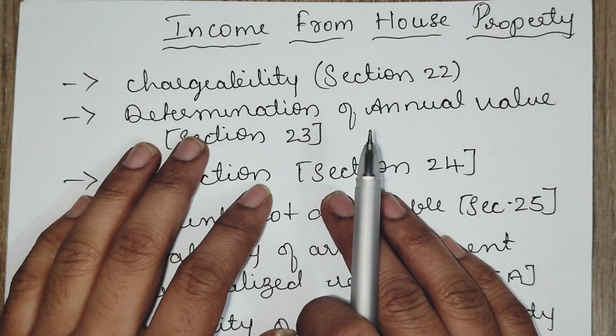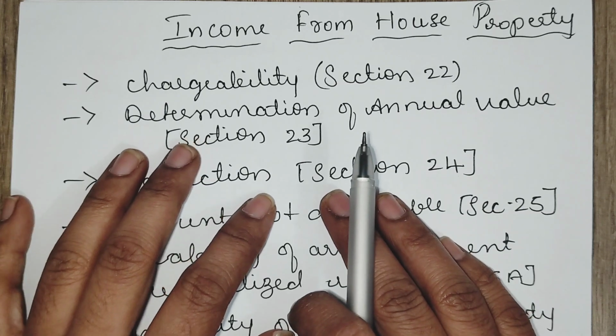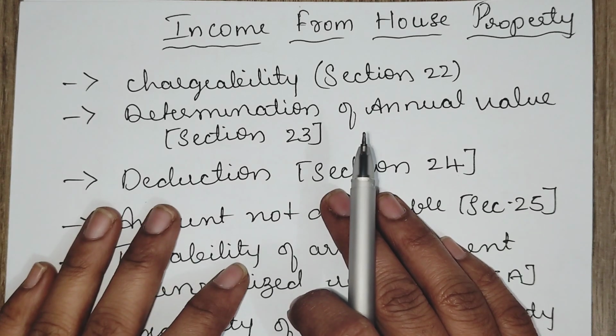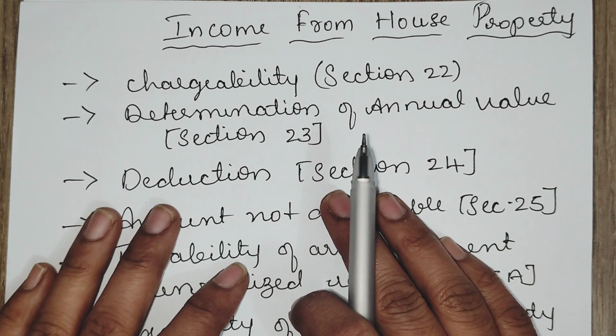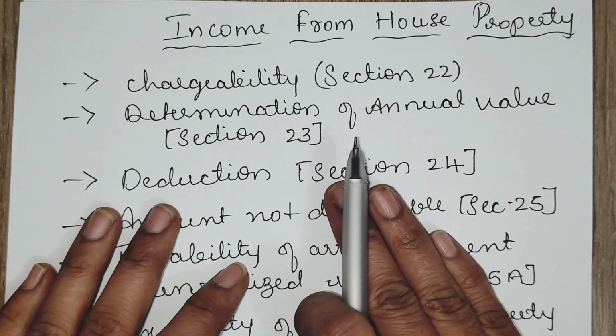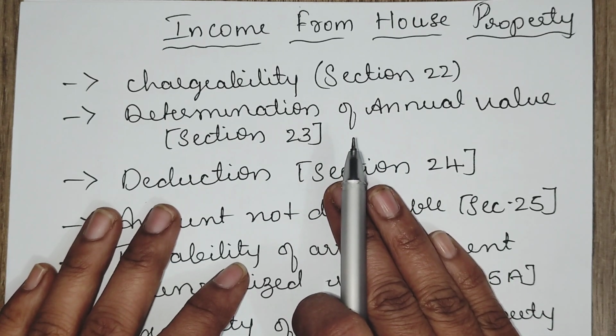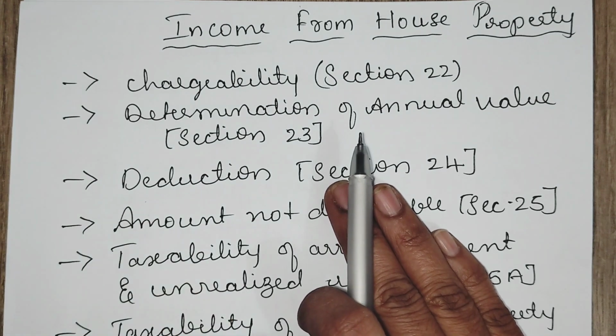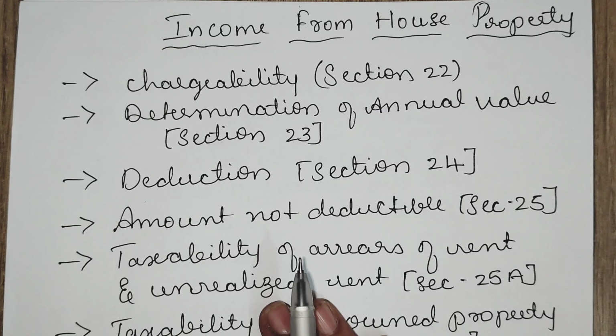I am Rajeshwari. Let us discuss today income from house property. In the previous videos, we have understood income from salary, that is the first head of income. We have totally 5 heads of income. The second head of income is income from house property. Let us discuss this. Before discussing income from house property, we have different sections under income from house property.